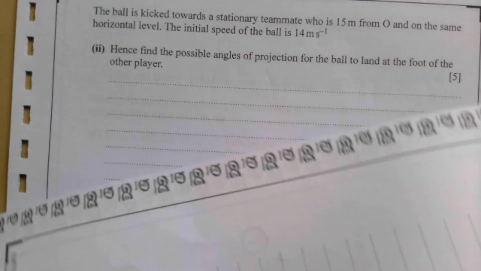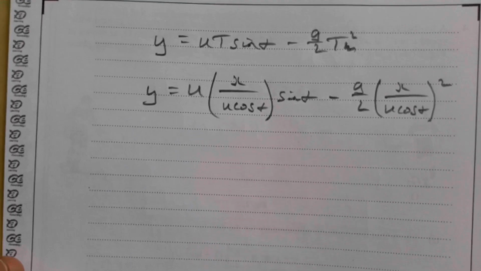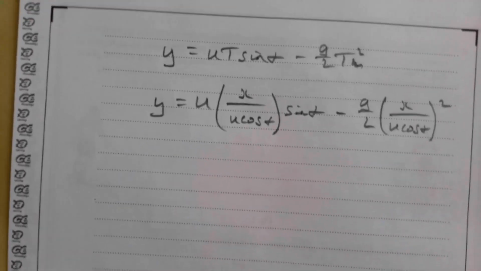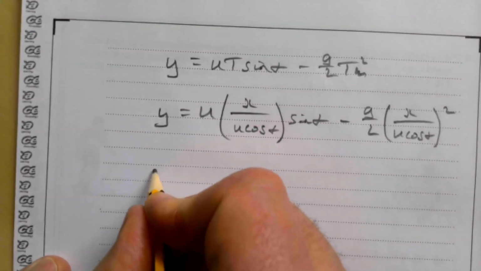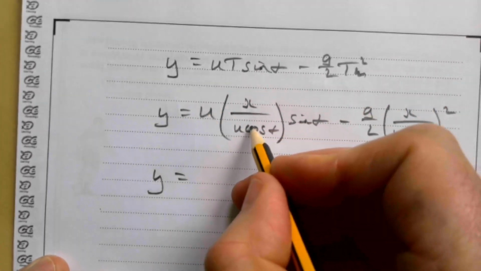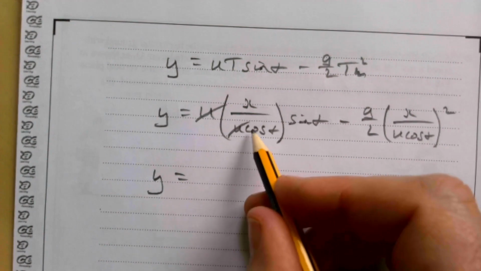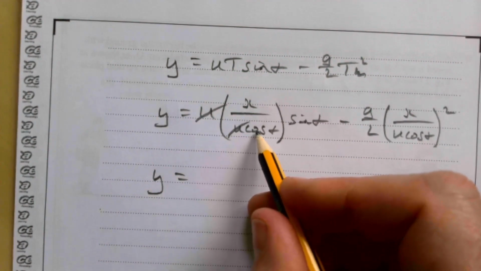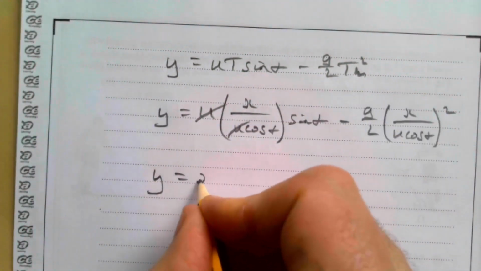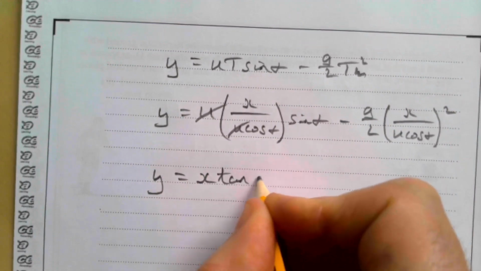Now to tidy things up a bit. There's a u on the top and a u on the bottom, and they're going to cancel out. That's also a sine alpha over a cos alpha, so that just changes into a tan alpha, and the x is left, so it's x tan alpha.